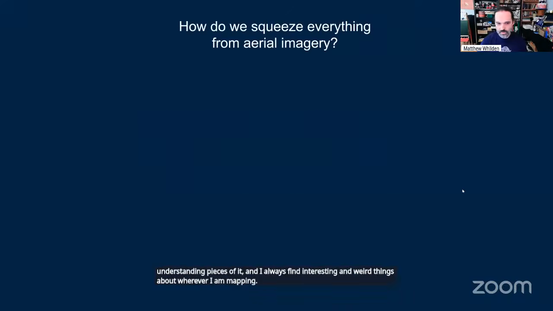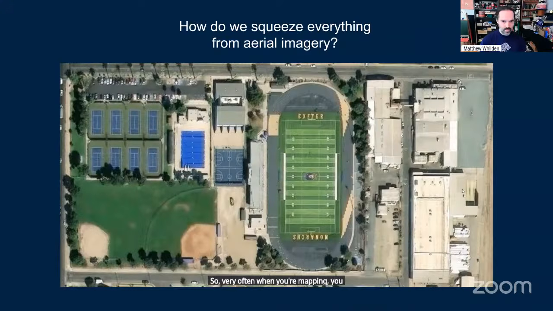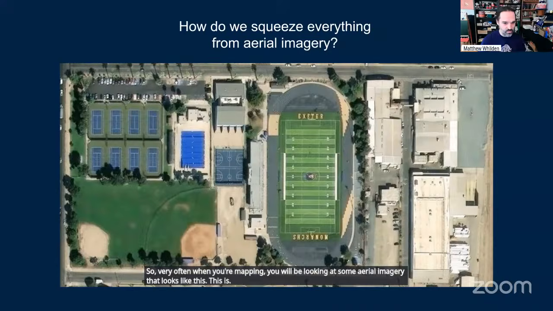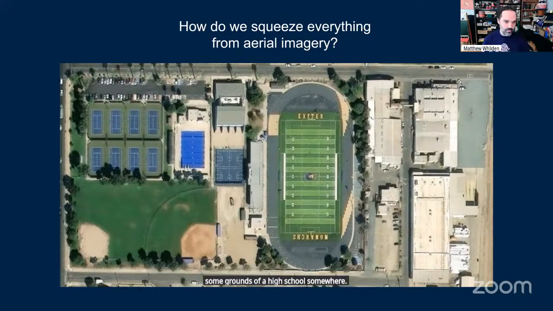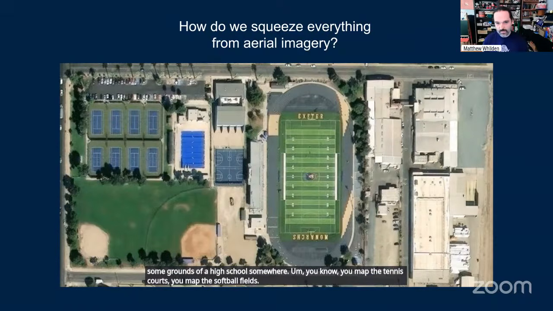Very often when you're mapping, you will be looking at some aerial imagery that looks like this. This is some grounds of a high school somewhere. You map the tennis courts, you map the softball fields, you map various things. I was doing a MapRoulette challenge to add lanes tagging to this track here. So this is, I think, 8 lanes, 10 lanes, very many.